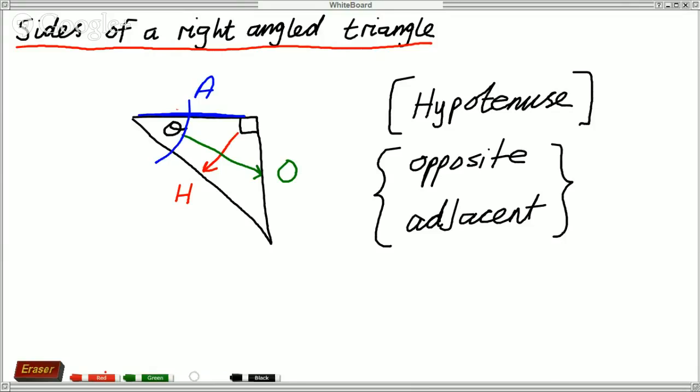For instance, if I change my mind and decide that blue angle was my angle, then the opposite side, I'll do it in red, the opposite side would be up here and the adjacent side would be here if I choose the blue one to be my angle. Now, yeah, it's changed the opposite and adjacent. The hypotenuse stays the same, the opposite's over there now, and the adjacent would be there. So they're the three sides in a right angled triangle: the hypotenuse, the opposite, and the adjacent. And the opposite and adjacent depend on where you choose your angle to be.